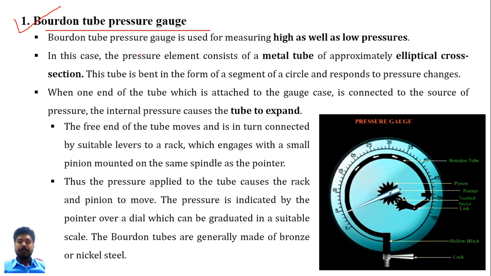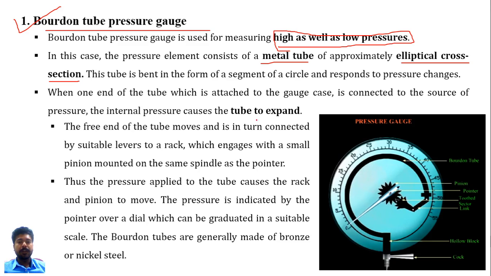Okay, so this pressure gauge, which is used for high as well as low pressure measurement, has an element. First is a metal tube, which is over here like this, a hollow metal tube with an elliptical cross section. When one end of the tube, which is attached to this gauge case, is connected to the source of pressure, the internal pressure causes the tube to expand.